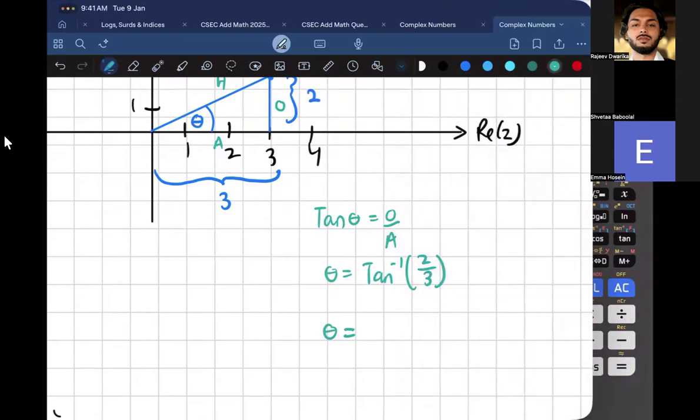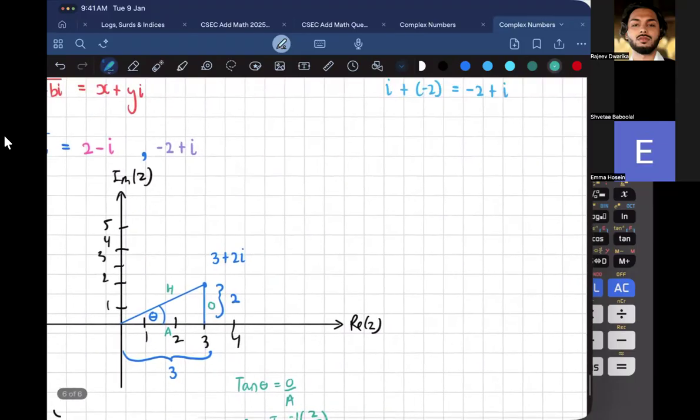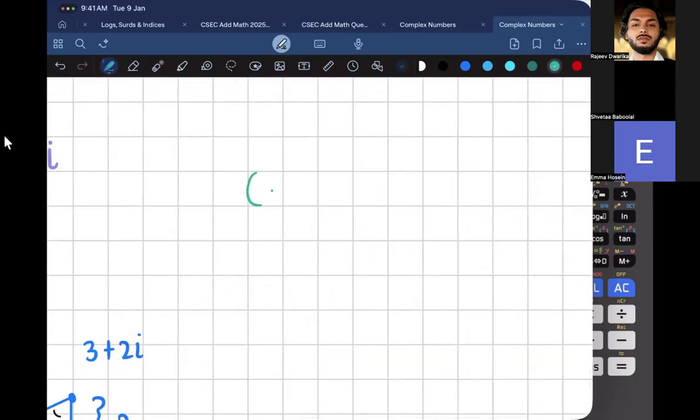It's 33.69 degrees. And then I think it has to be in radians. Yeah, it has to be in radians, right? I mean, when you're dealing with the polar form and the trigonometric form, right? You need to put it in radians.